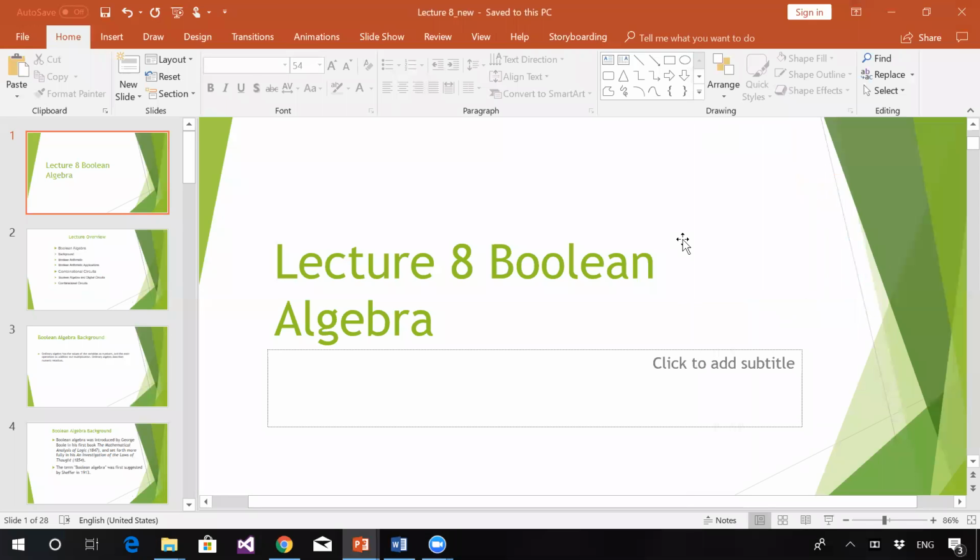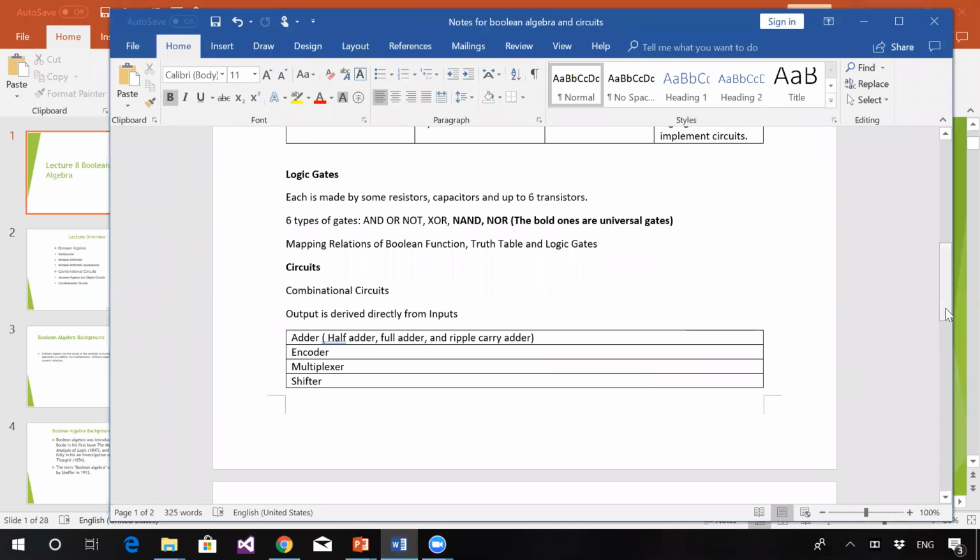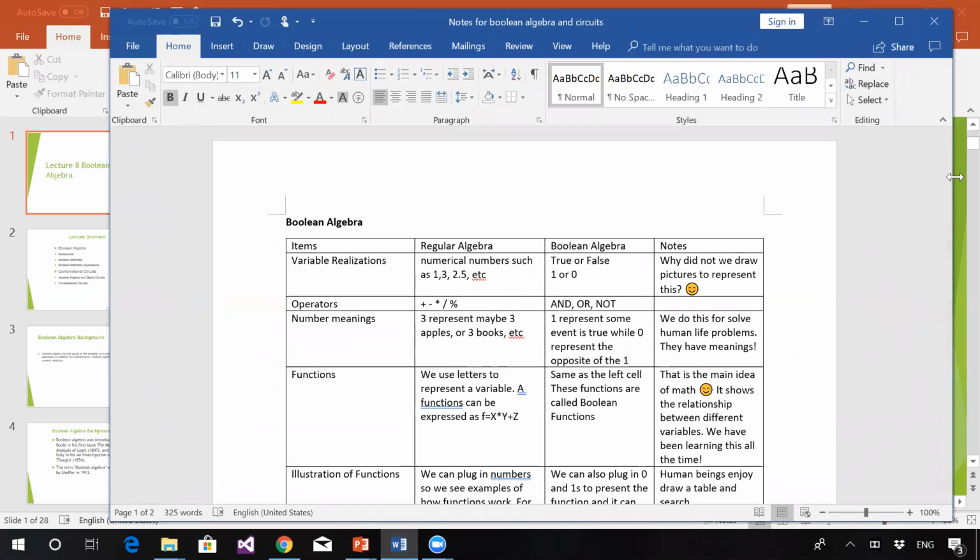Hello everyone, in this lecture we are going to go over Boolean algebra. Okay, what is Boolean algebra? As we know, throughout the years we were in elementary and middle school, we have been learning about regular algebra.